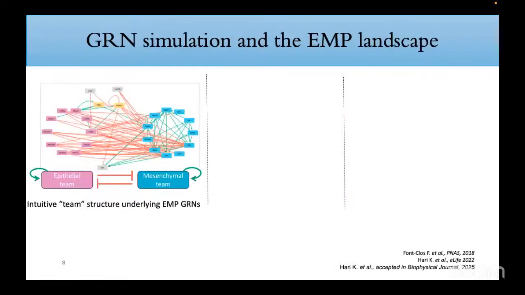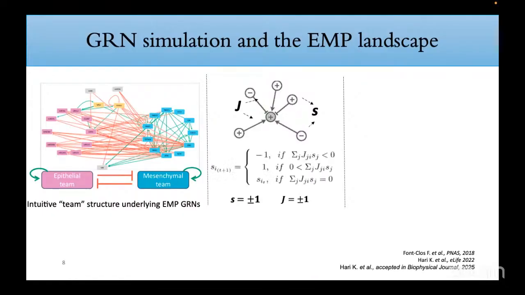So given that these networks have teams, we wanted to understand what their emergent phenotypes look like, what their plasticity looks like. And we took a very simple model. It's a Boolean model where we are only concerned with the sign of each edge, and the expression level of a node can either be +1 or -1, right?